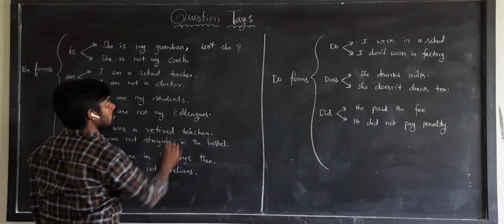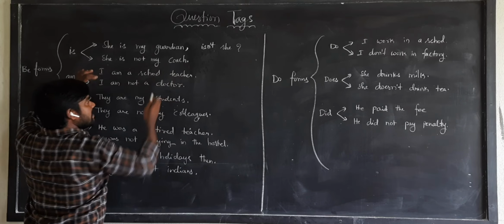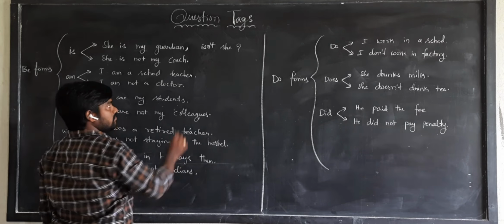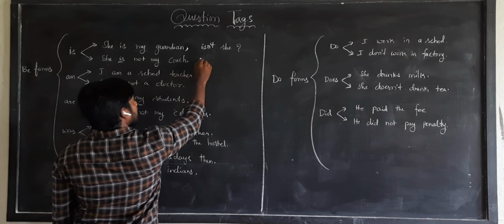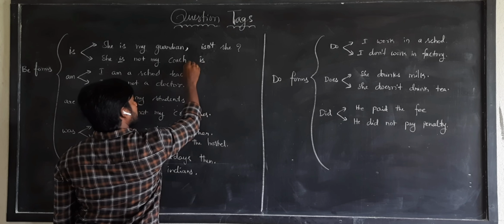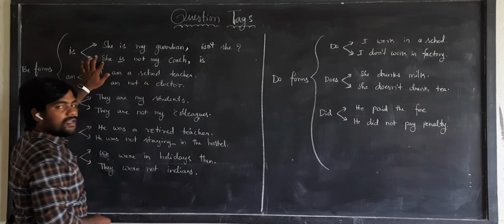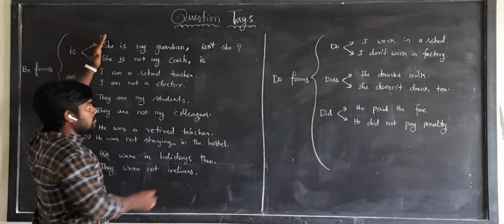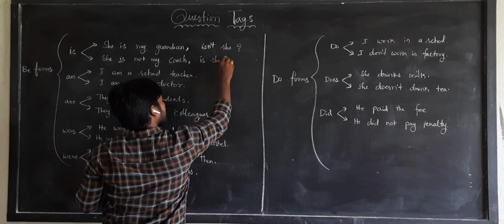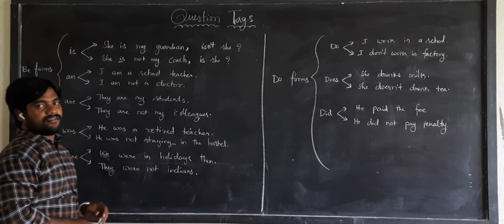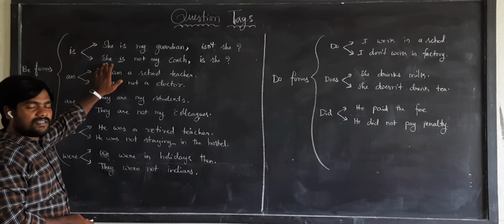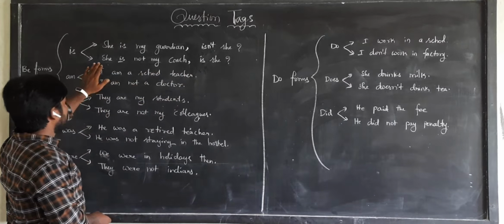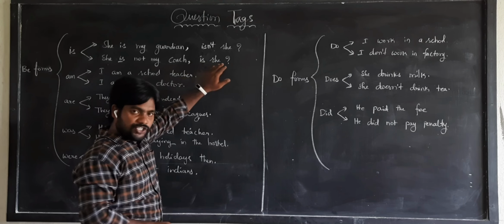See the next example. She is not my coach. The statement is negative, so the tag will be positive. So, bring is as the friend, and whatever pronoun is given, if you add here, it becomes a positive tag. Is she? The statement is negative, the tag will be positive. She is not my coach. Is she?